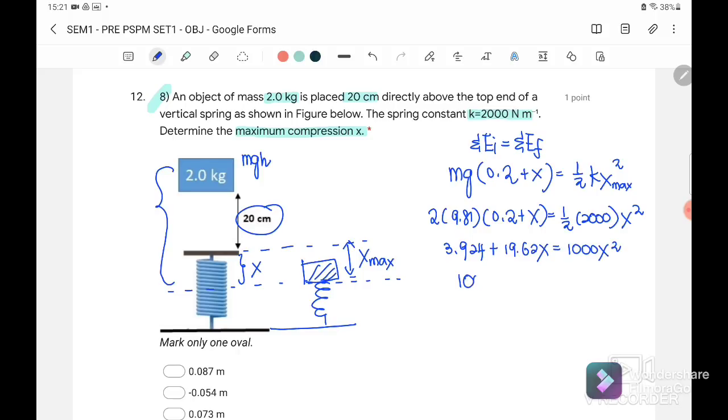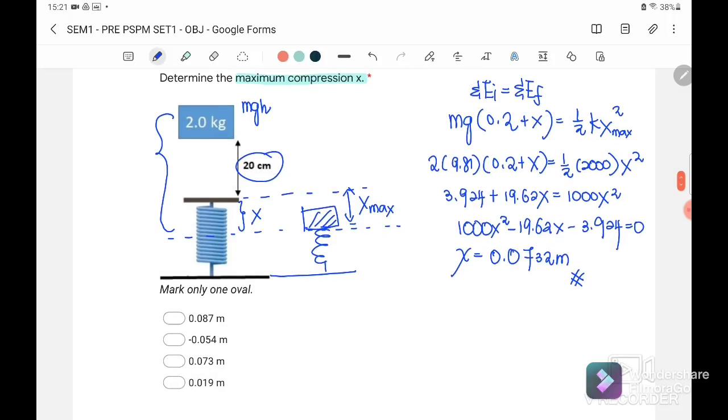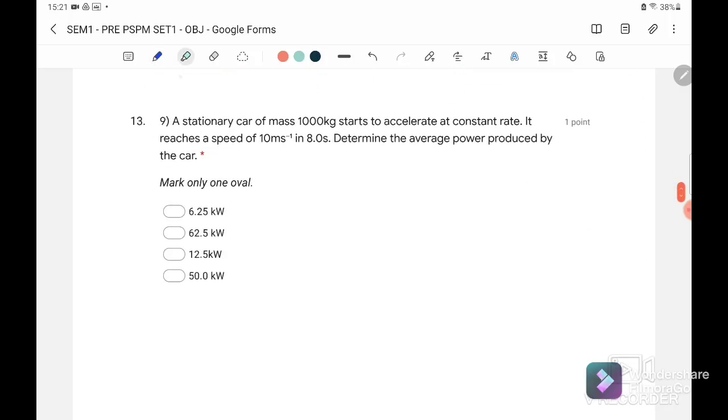Okay, so if we arrange back the equation, 1000x squared minus 19.92x minus 3.924 equals 0. Therefore x, the maximum compression that we will get, is equal to 0.0732 meter. So this is the answer for question number 8, and the answer is C. Okay, next question, question number 9.